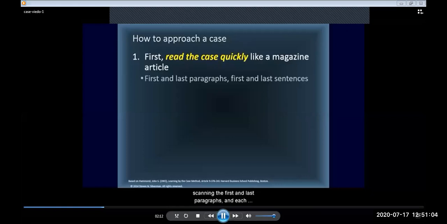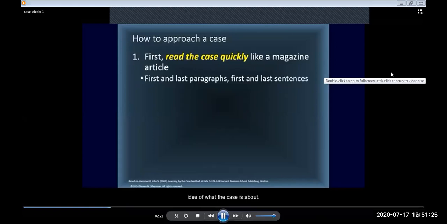Now check out these points on how to prepare an approach towards a case. Scanning the first and last paragraphs and each paragraph topic and conclusion sentence throughout the case. The goal is to get an initial idea of what the case is about.